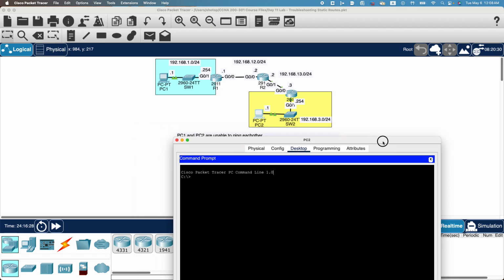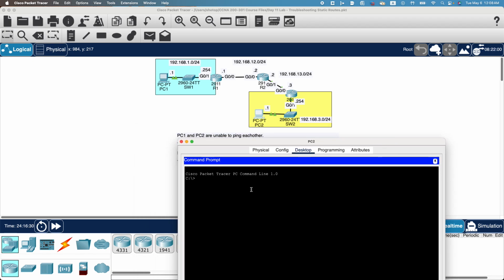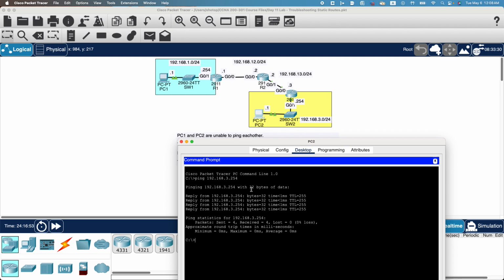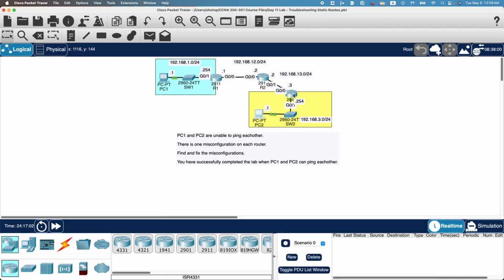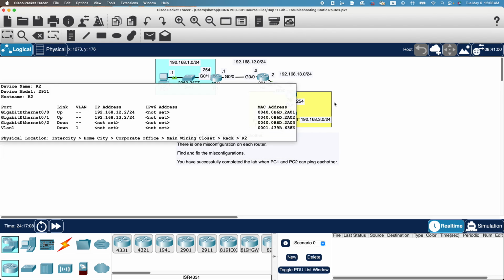Can PC2 ping its default gateway? Ping 192.168.3.254. It looks like it. All right, so that's good. So we can talk to here, but this can't talk here. Why? Why can't this thing ping this thing?